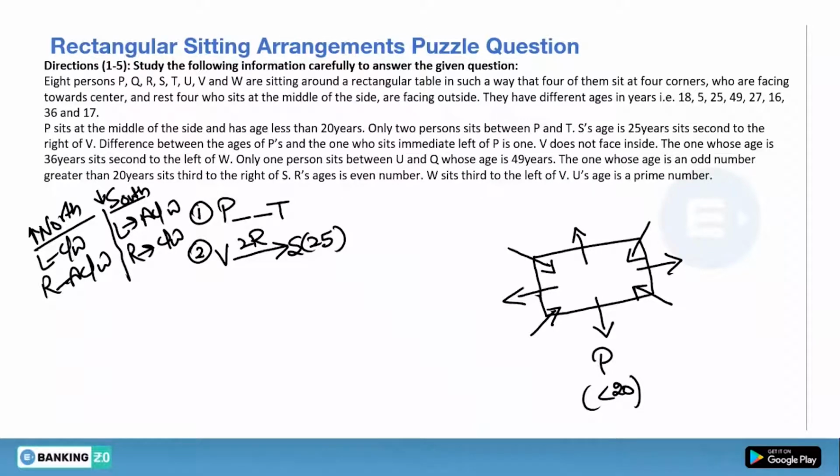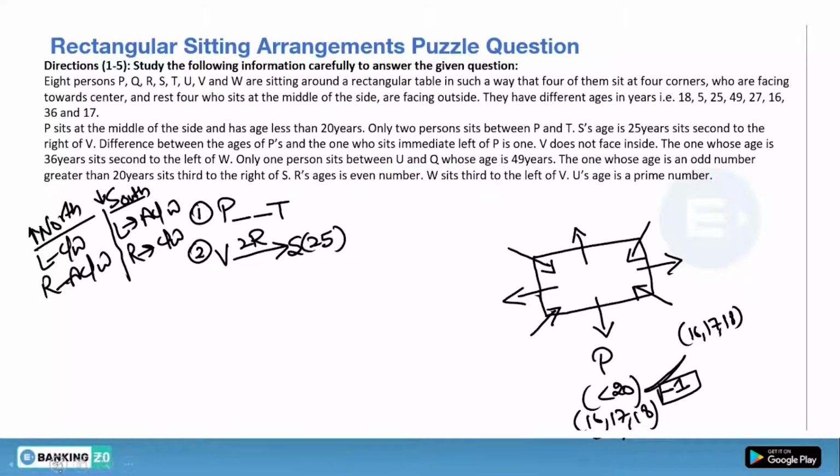Okay, so this person can be of 16, 17 and 18. Similarly, P can also be of 16, 17 and 18. If P is 18, then this person can be 17. If P is 17, this person can be 18. Similarly, if P is 16, then this person can be 17. So there are possibilities, so we will write it down. And the difference, we know, is 1 year.